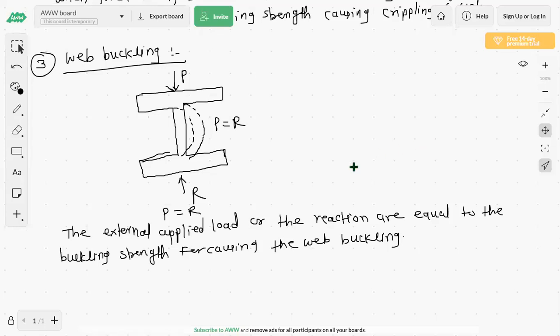When will your web buckle? If the applied force P and the reaction R both are the same or equal, then your web will buckle, and due to this buckling your beam will fail. So this is the third failure criteria, web buckling. The second mode of failure is the web crippling, and first is the deflection. So by only these three ways, your beam will fail. Are you getting? Deflection, web crippling, and web buckling.